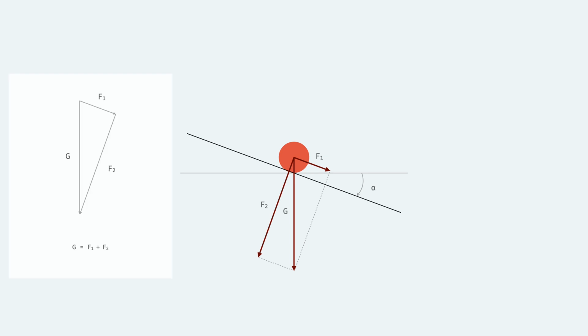If we move by F1 force, then we move by F2 force, then we did the same movement as we would have done by moving with G force. In other words, as gravity equals the sum of these vectors, we can replace gravity with these two vectors. Now we got two forces.